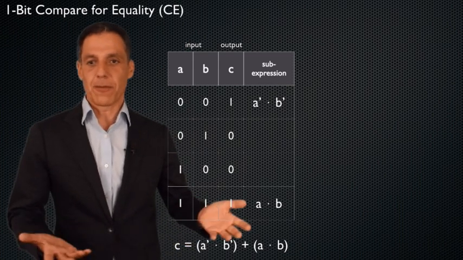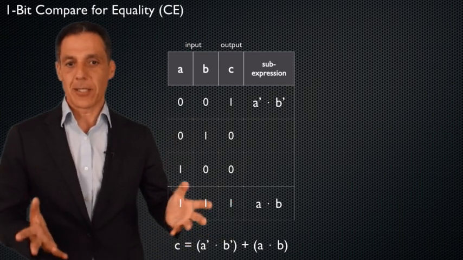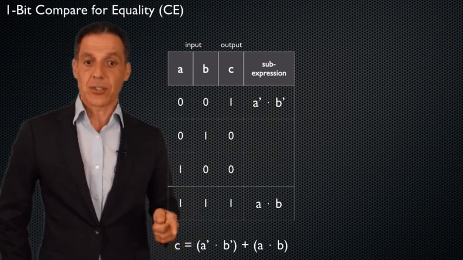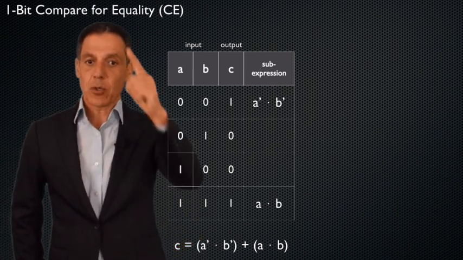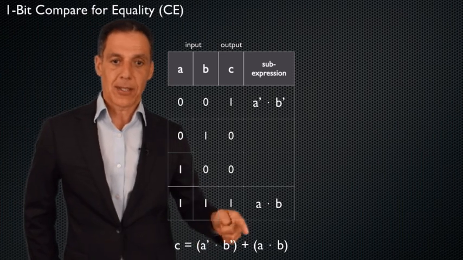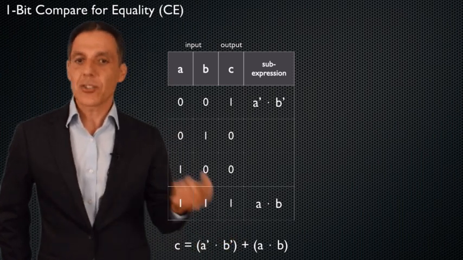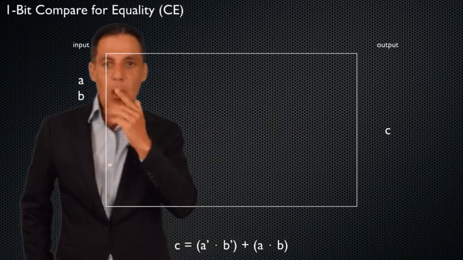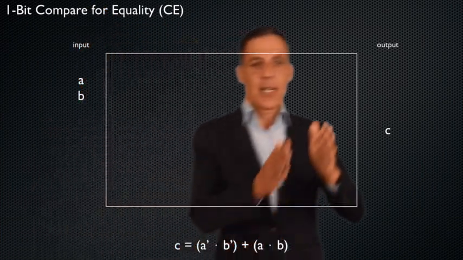Drawing the circuit is just the fun part. It's just to sort of prove the point that you can actually implement this thing. But I've now got a computation, 1-bit compare for equality, using logical AND, logical OR, and NOT. All right, let's go ahead and just draw the circuit. Okay, again, input on the left, output on the right.